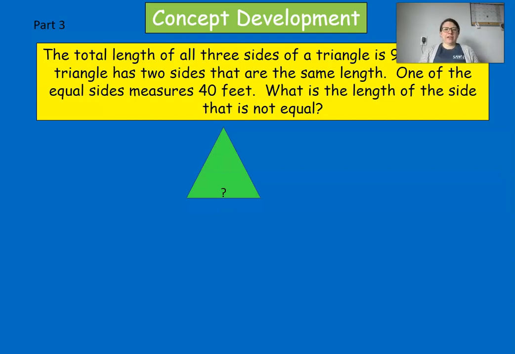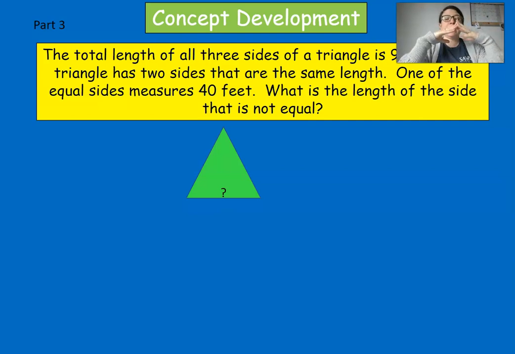I have a triangle here. The total length of all three sides of the triangle, so side 1 plus side 2 plus side 3, is 96 feet. Okay? All three sides together, if we put a string around it, all three sides together would equal 96 feet. The triangle has two sides that are the same length. One of the equal sides measures 40 feet. What is the length of the side that's not equal?